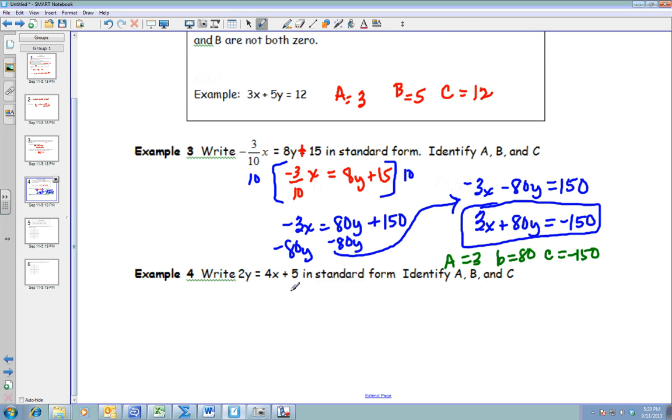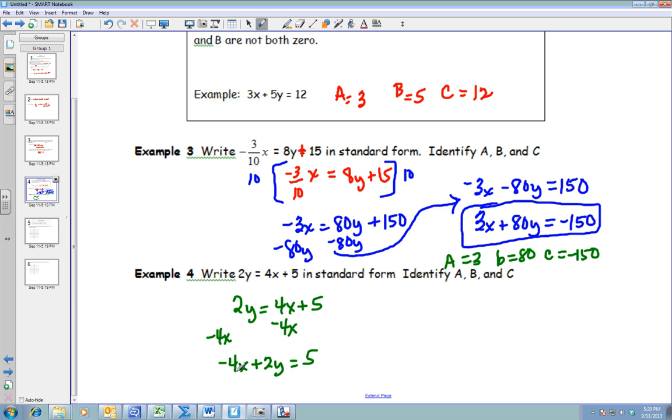Okay, so let's do example 4. I have 2y equals 4x plus 5. We know that we need our x's and y's on the same side, so I'm going to subtract 4x. And now I have negative 4x plus 2y equals 5.